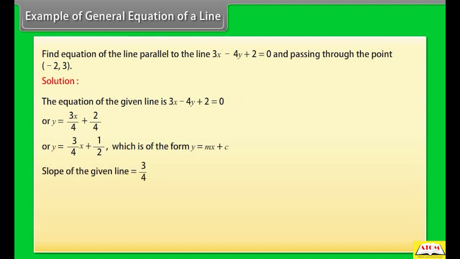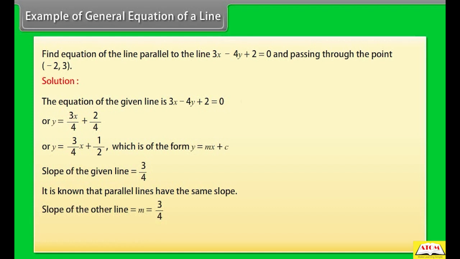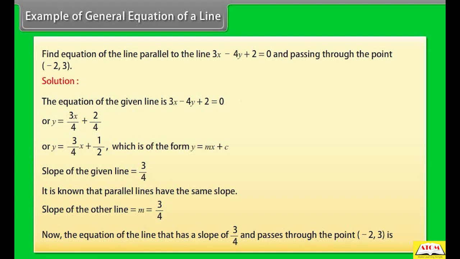Slope of the given line is 3 by 4. It is known that parallel lines have the same slope. Slope of the other line, that is m, is equal to 3 by 4. Now the equation of the line that has a slope of 3 by 4 and passes through the point minus 2, 3 is 3x minus 4y plus 18 is equal to 0.